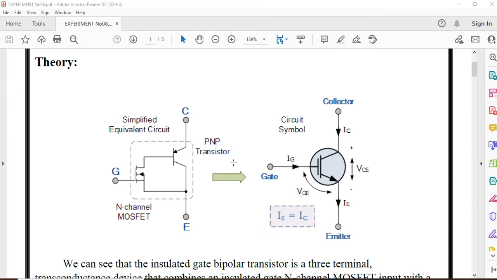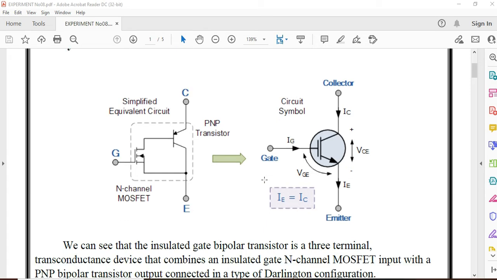The IGBT is nothing but a three terminal device, where you can see the gate, collector and emitter. The IGBT is one type of device which has a switching frequency lower than a MOSFET but higher than a BJT. The IGBT is nothing but the combination of BJT and MOSFET. Here you will simply see this diagram.